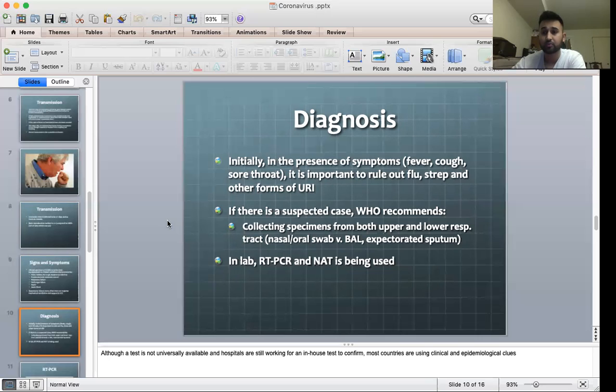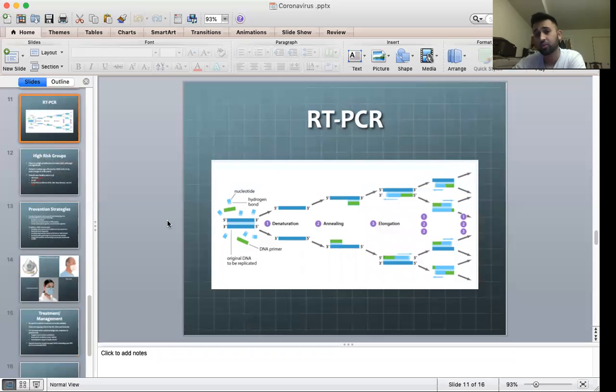And the actual test that they're doing is a reverse transcriptase PCR, polymerase chain reaction, and they're using nucleic acid amplification test also. I figured I'll just put a little diagram of how PCR works. I don't think I need to go into much detail, but because coronavirus is a single-stranded RNA, what it does is it takes the RNA and it matches a complementary strand, so it turns into double-stranded DNA. And from there, it can just increase it, and that way you can identify what's actually going on with the patient.